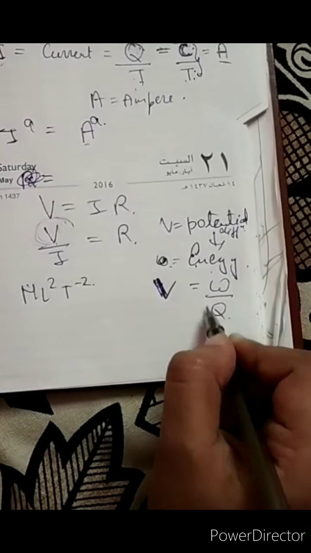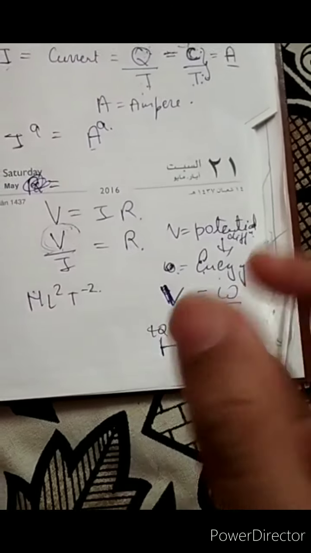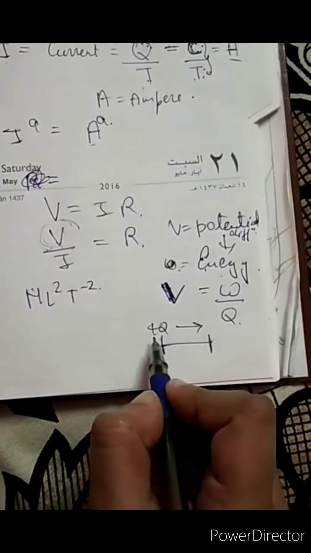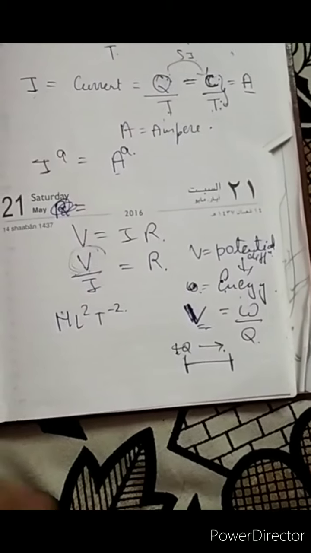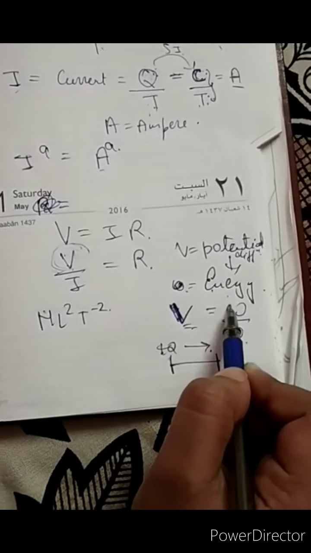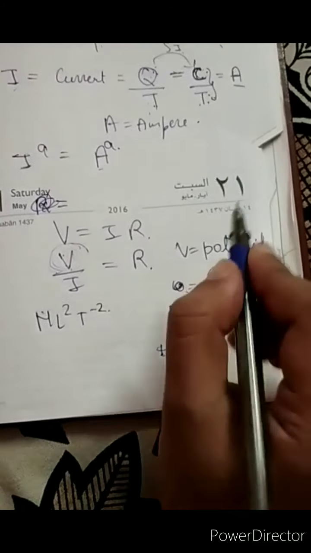How much work you are doing in flowing a plus q charge from one point to another point, or getting the charge from infinity to this point, will give you the potential. So the formula V is energy upon charge, work done per unit charge. Okay, so what is the correct formula?